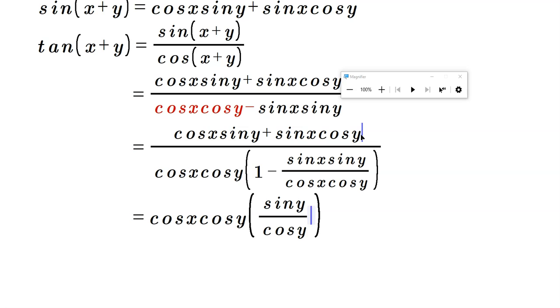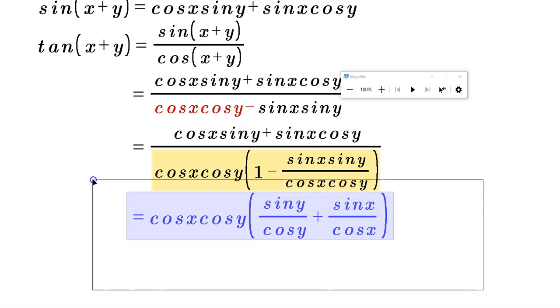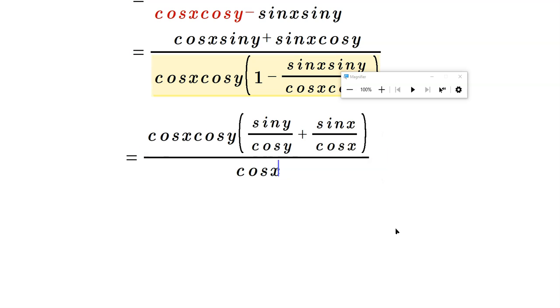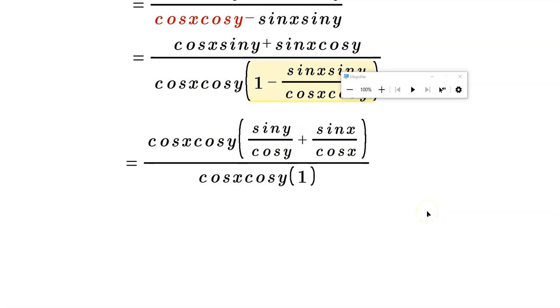So sine x cosine y, when you're factoring a cosine x cosine y out, you're going to be left with sine x over cosine x. All right, let's move this down because it's not going to fit otherwise. And now in the bottom, divide by cosine x cosine y, and then 1 minus. And then apply the definitions here.